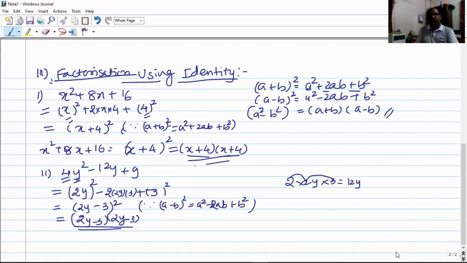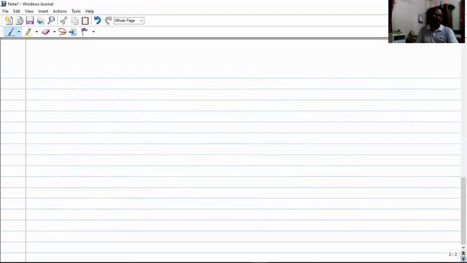So we will try one more example, that is using the third identity. The third identity is nothing but a square minus b square, which is equal to a plus b and a minus b, right? So let us see the example. Let's consider the example as 49p square minus 36. So let us consider this, the third example on the third identity, say it is 49p square minus 36.